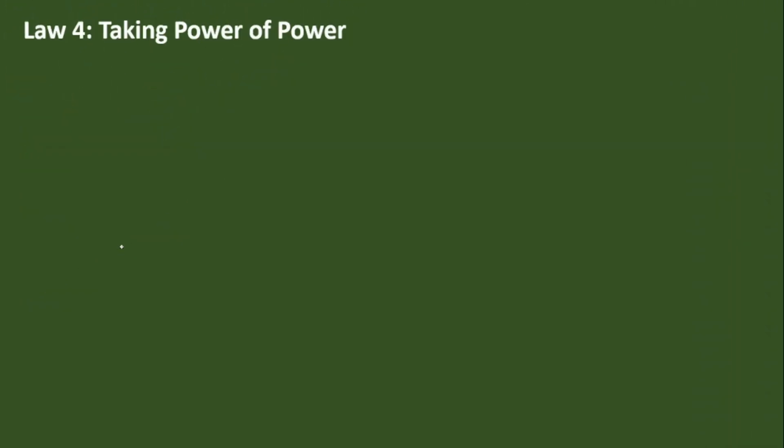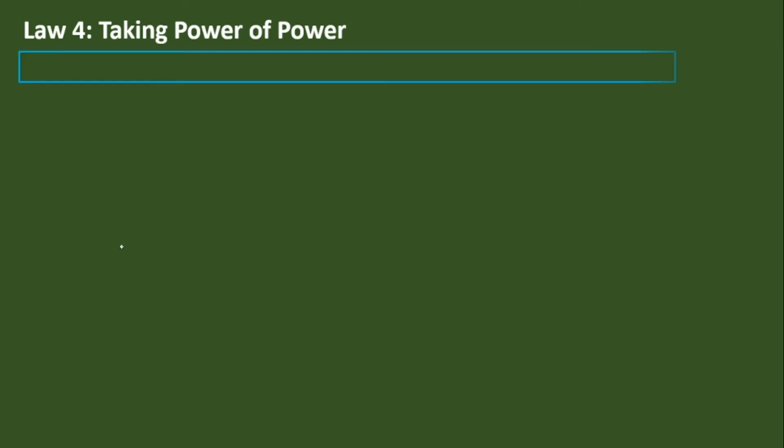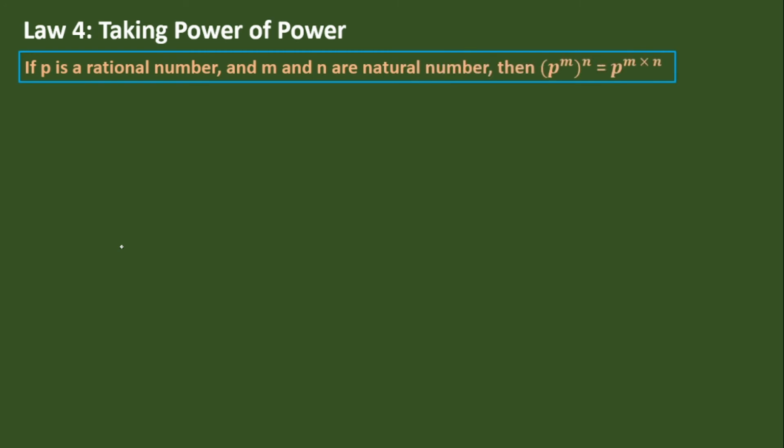Now let's understand law 4. Law 4 is taking power of power. So if p is a rational number and m and n are natural numbers, then p raised to the power m, whole to the power n, is equal to p to the power m into n. It means that if any exponential form has its own power, then those powers will be multiplied. Let's understand with an example.